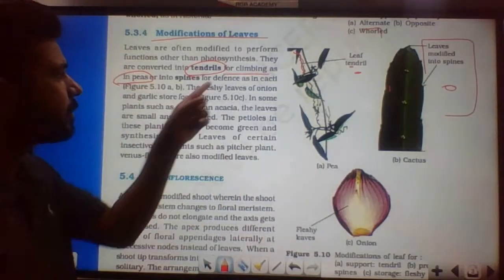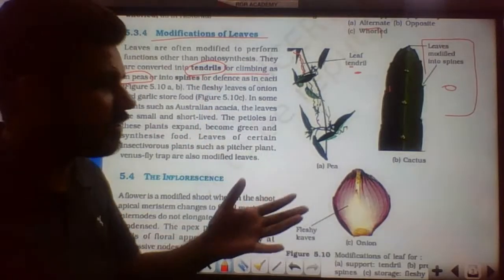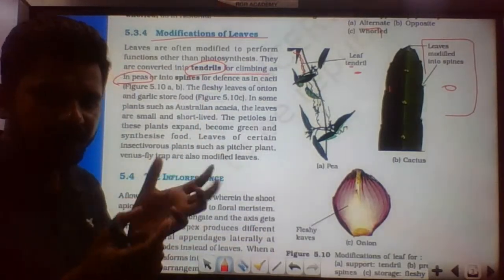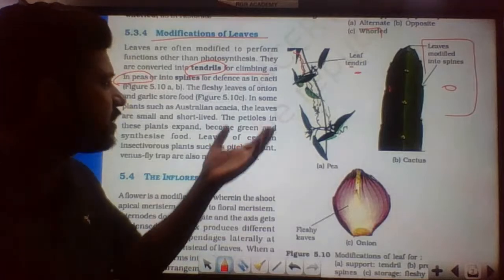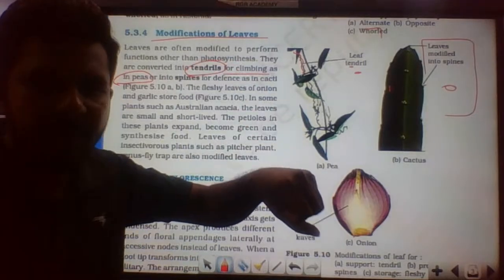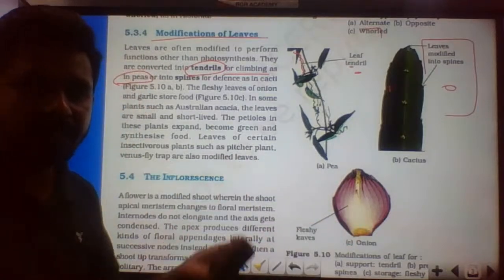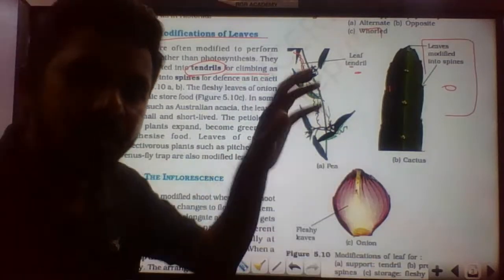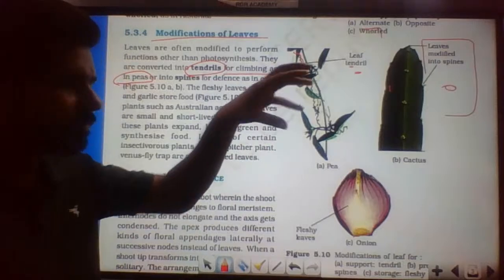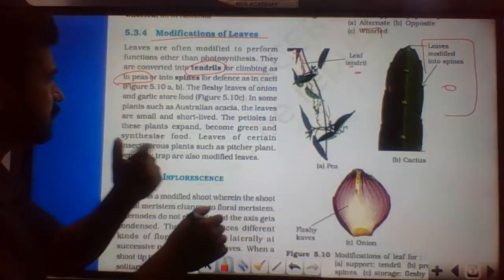The first one is the tendrils, modified leaves. Here the modification is to climb something. The pea plants have leaf tendrils, which means the leaves of peas are modified into tendrils to climb something. So that is the first one.